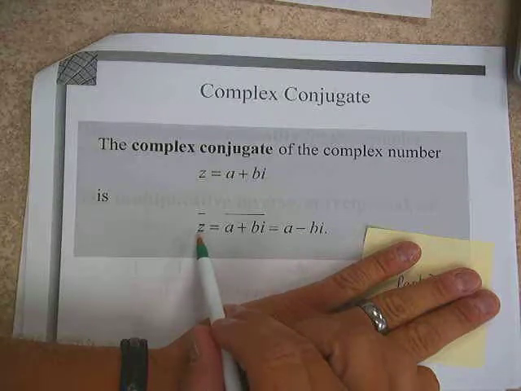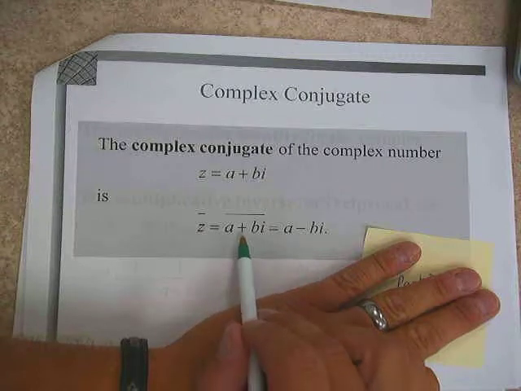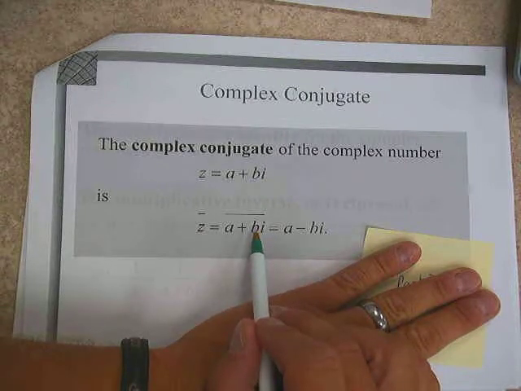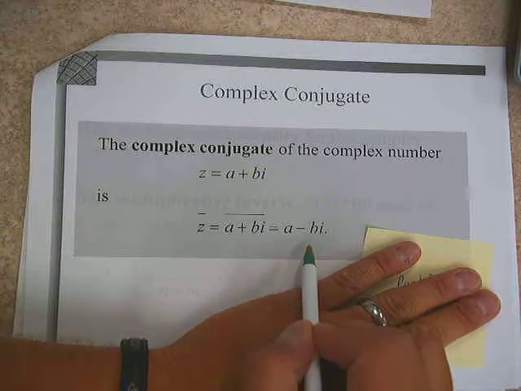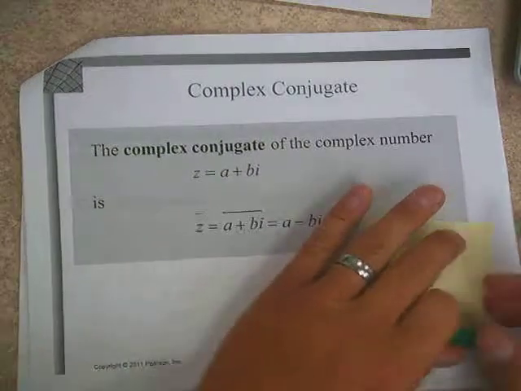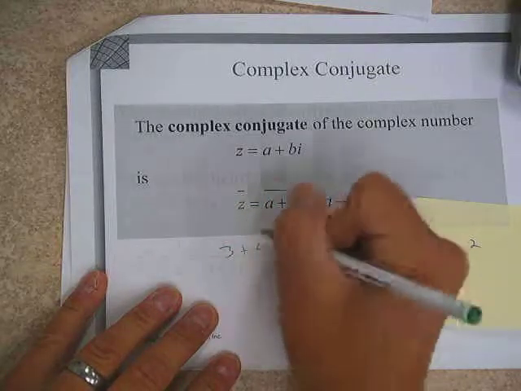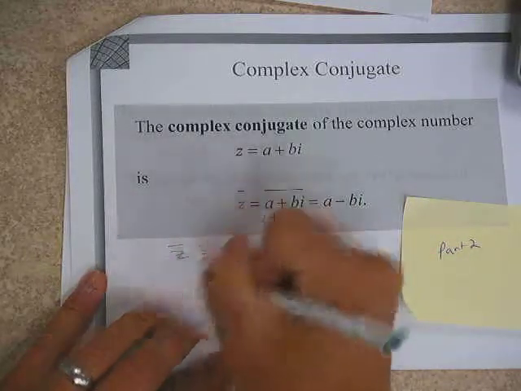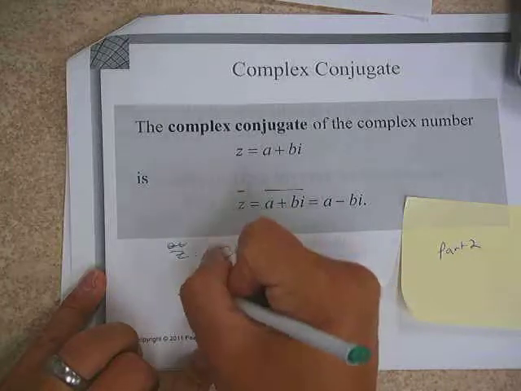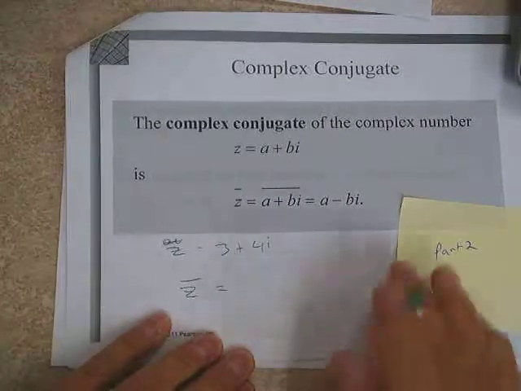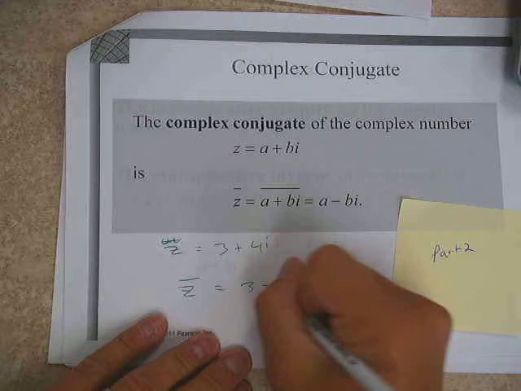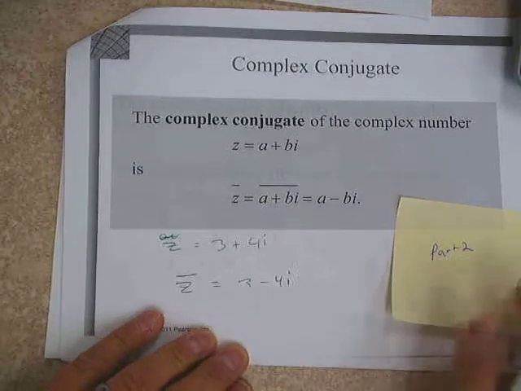Alright, and you notice the notation here is z with a line above it. We call that z bar. Or if I were to put the bar over a plus bi, that notation means find the complex conjugate of that number. So if I take 3 plus 4i, and I call that my z, and I want to know what z bar would be, notice all I need to do is just change the sign: 3 minus 4i.